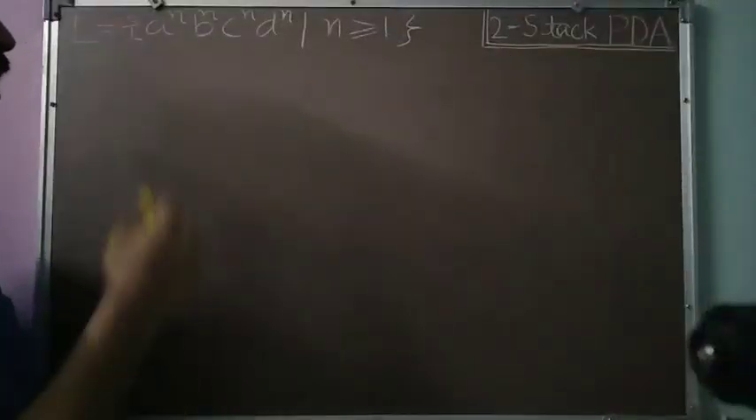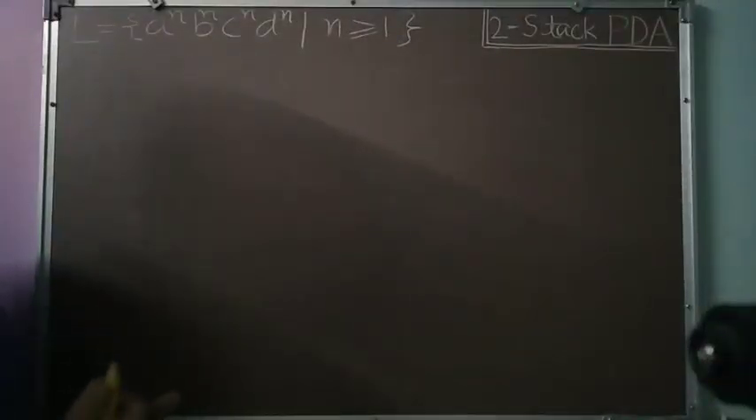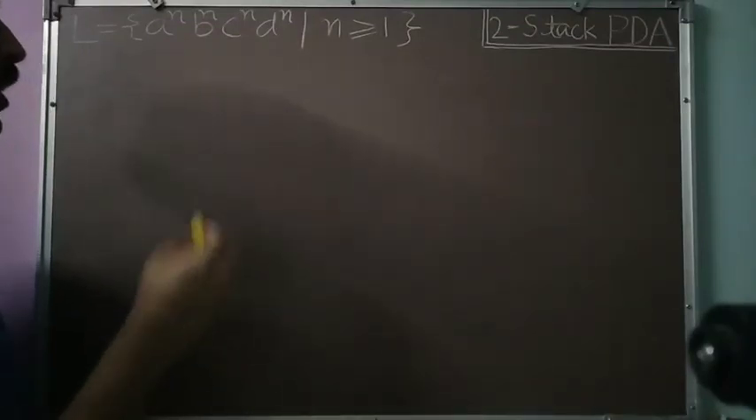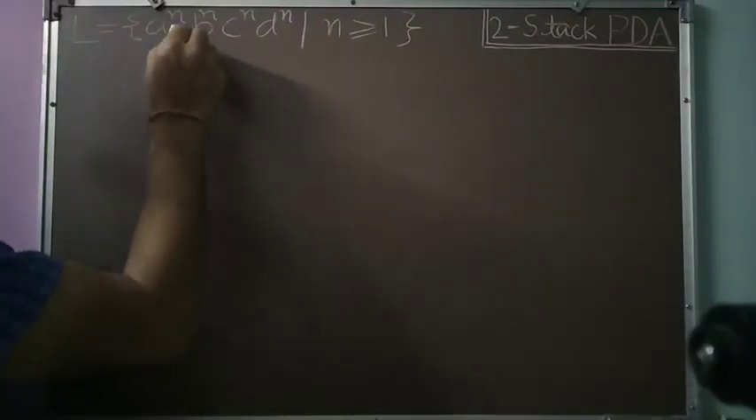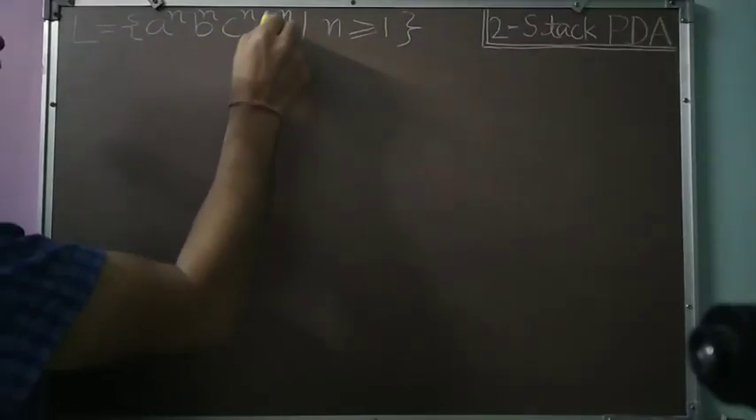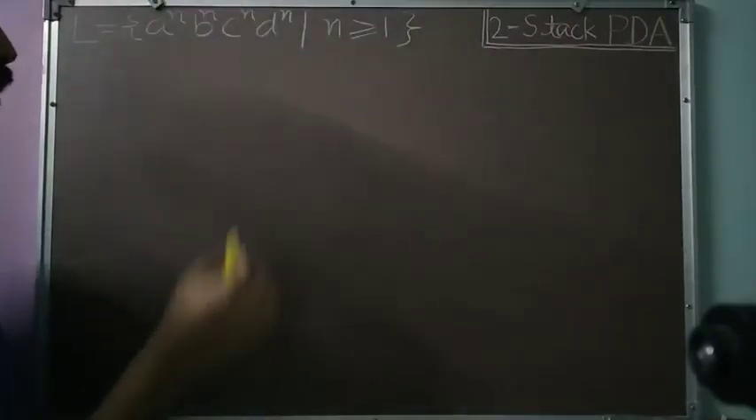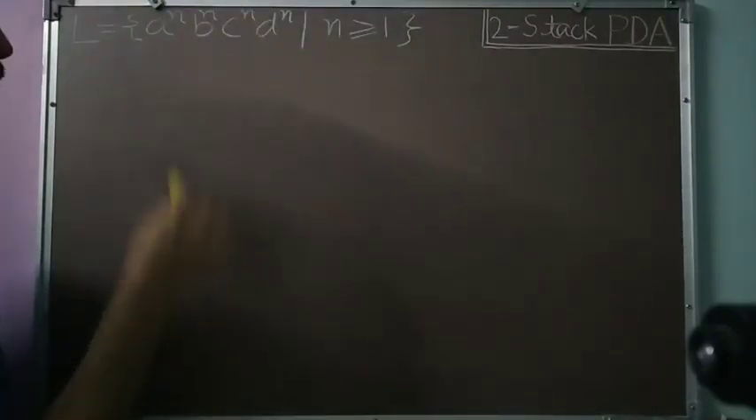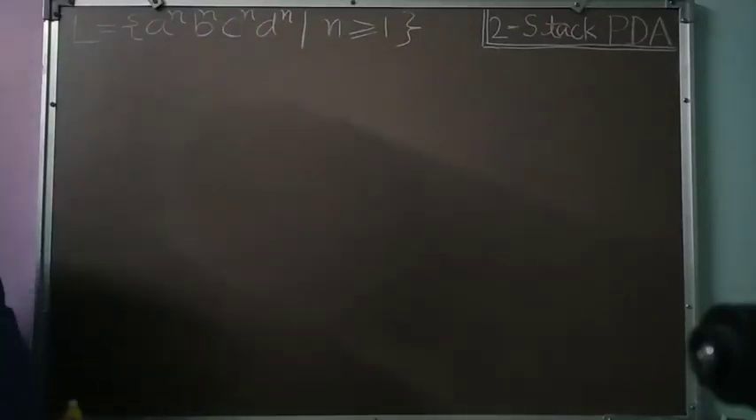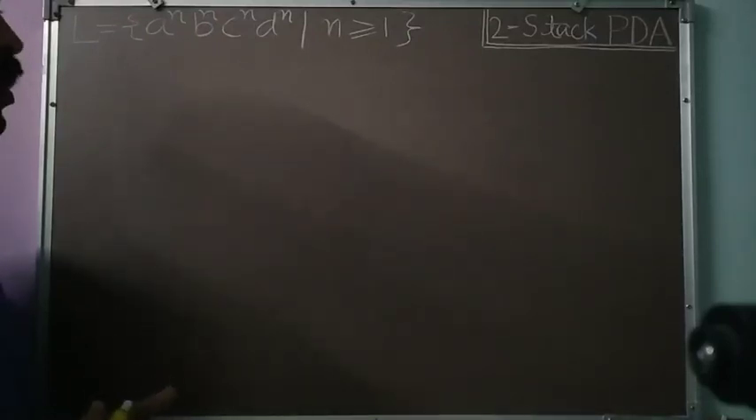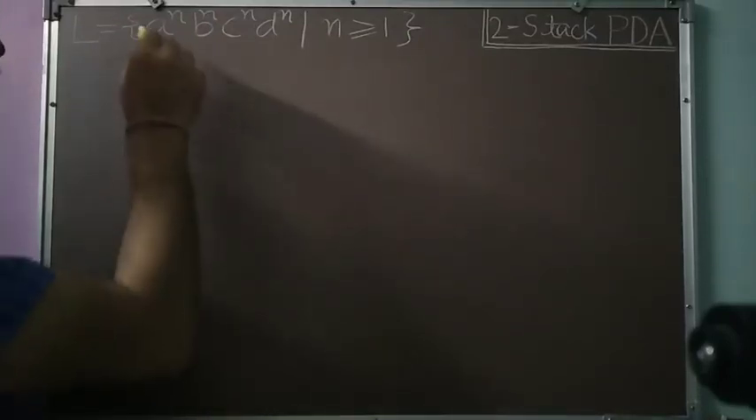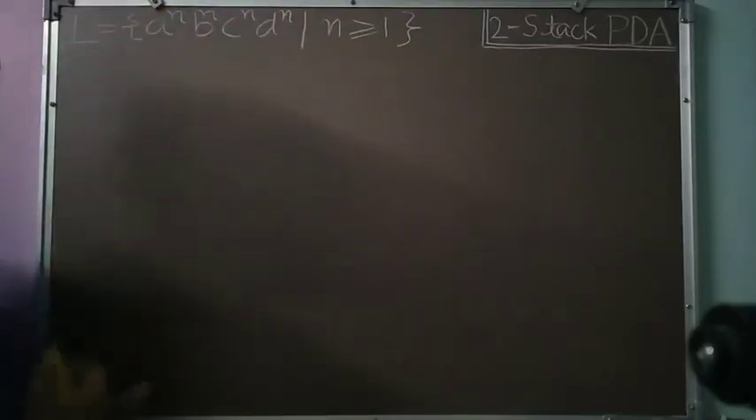Now let us come to the next problem, which is closely related to the previous problem. The problem is a to the power n, b to the power n, c to the power n, d to the power n, n greater than or equal to 1. Here we have to match 4 quantities simultaneously. In the last example, we matched 3 quantities simultaneously with the help of 2 pushdown stores. Now here we have to match 4 quantities.